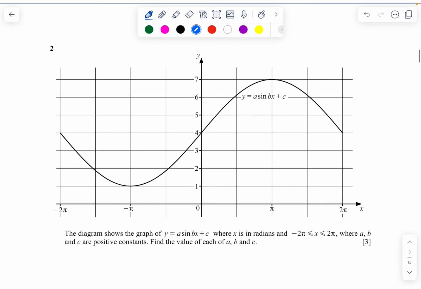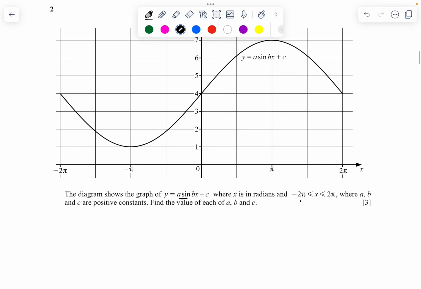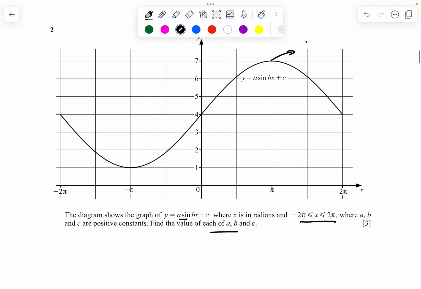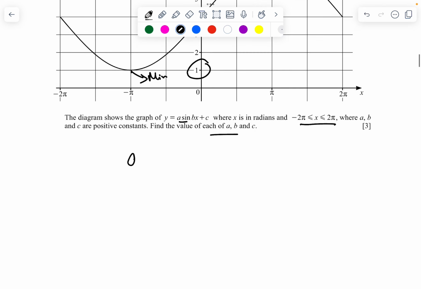Next, coming to question number 2. The diagram shows the graph of y equals a sin bx plus c between minus 2π and plus 2π. Find the values of a and b. This is a maximum point. What is the maximum point? 7. And this is a minimum point. What is the minimum point? 1. So a equals (7 minus 1) divided by 2, 6 divided by 2, which is 3.